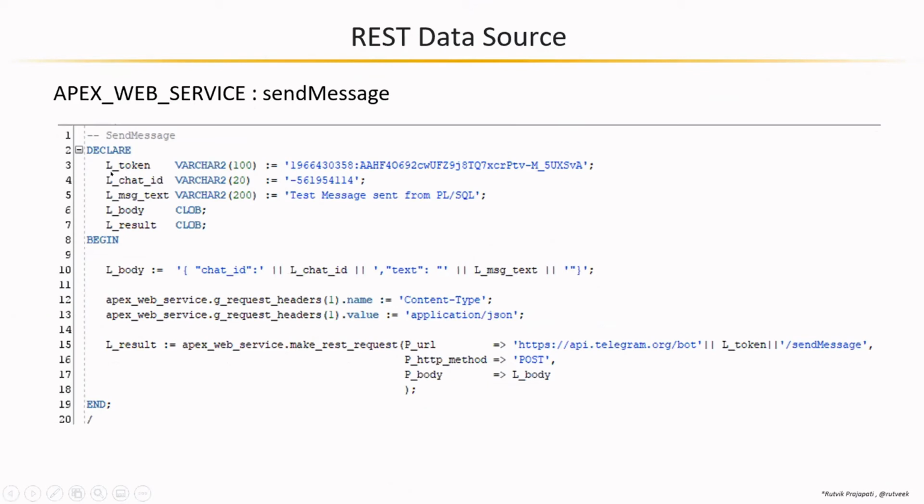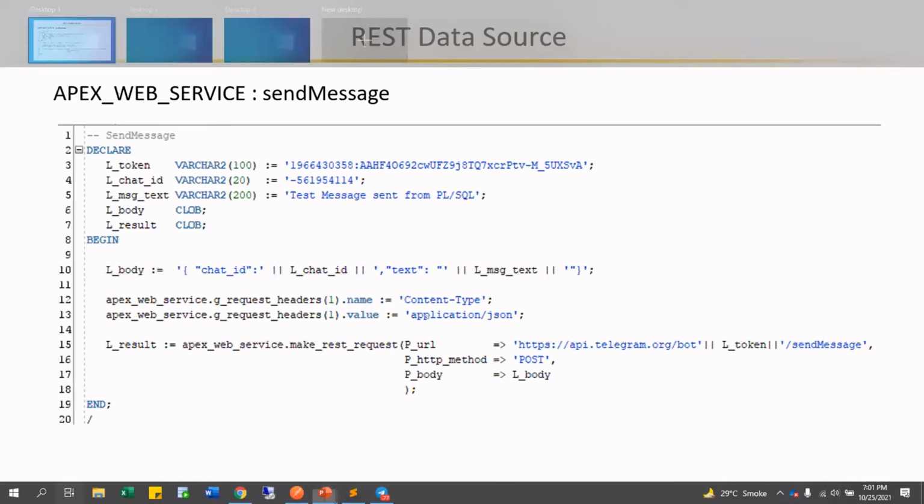So as you see on the screen, the first parameter is the token, then the chat ID and the message text, the same parameters which I provided in Postman. And then I used this apex_web_service.make_rest_request method, and using that I can invoke this REST API. So let me show you the demo.